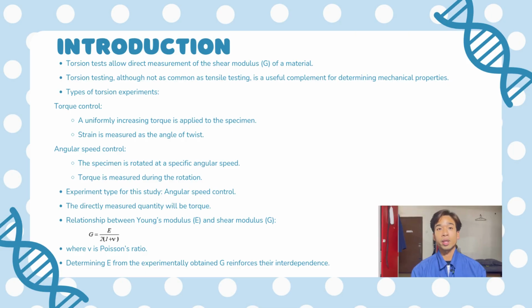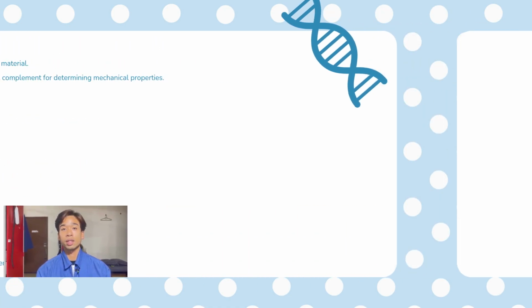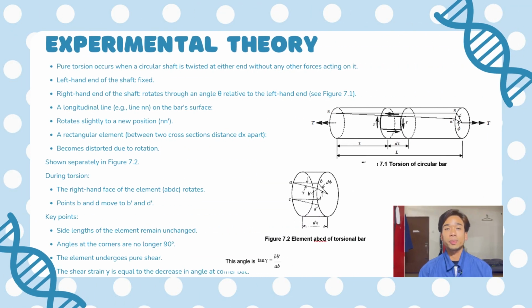The directly measured quantity will be torque. Relationship between Young modulus and shear modulus, where V is the Poisson ratio. Determining E from the experimentally obtained G reinforces their independence. Next is experimental theory.